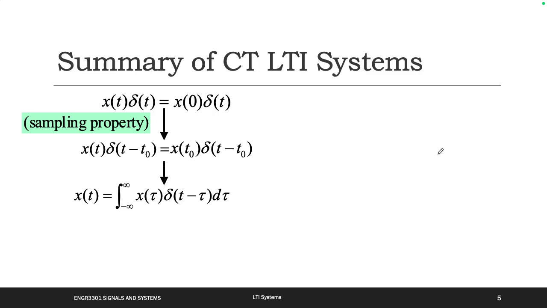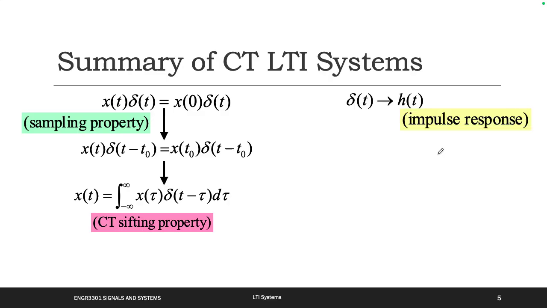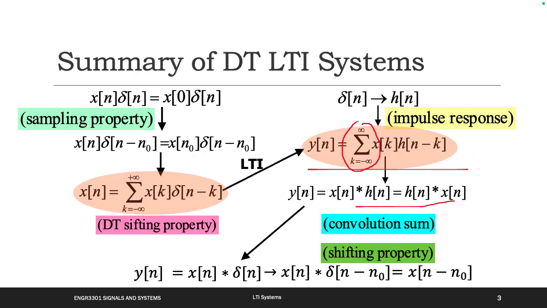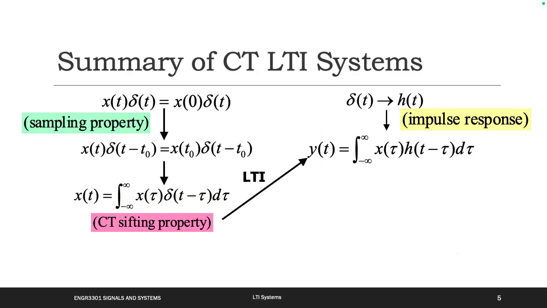From these input signals, using what we call the CT shifting property, we can also easily get the impulse response. And from the impulse response and the input signals, we can use this equation to represent the output. Did you notice the difference between the CT-LTI system and the DT-LTI system? Here is a summation and here is an integral. Do you know why?